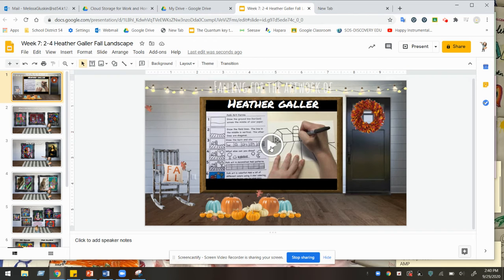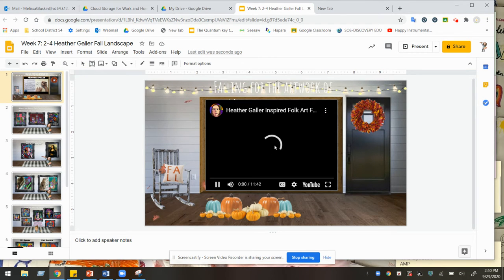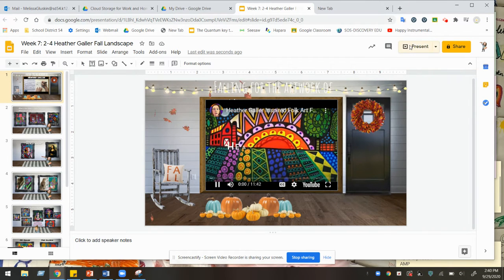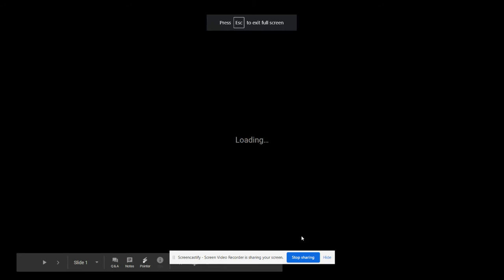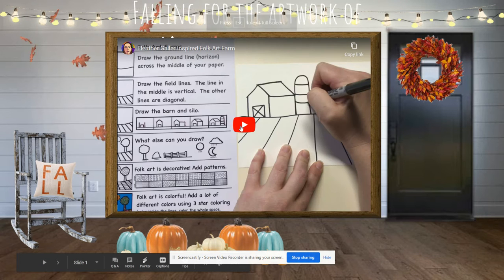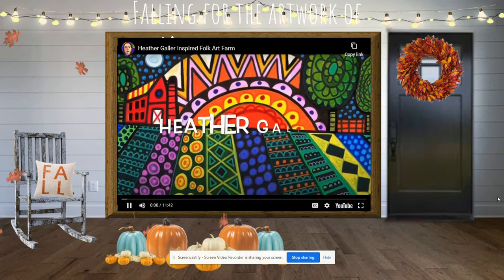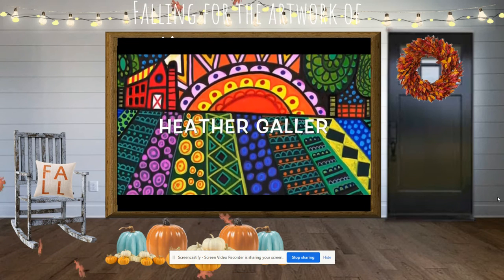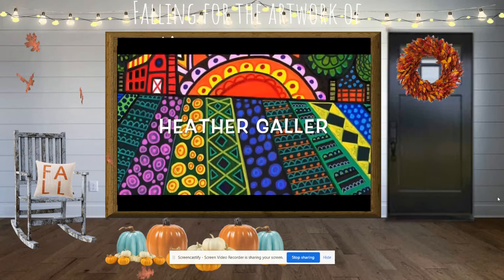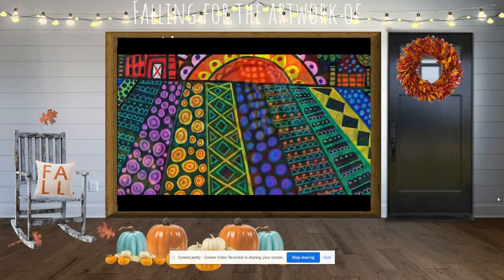Hi artists, today we are going to create a fall landscape artwork inspired by the artist Heather Gawler. Let's learn some more about her and her artwork style. Today we are going to create a folk art farm painting inspired by the artist Heather Gawler.